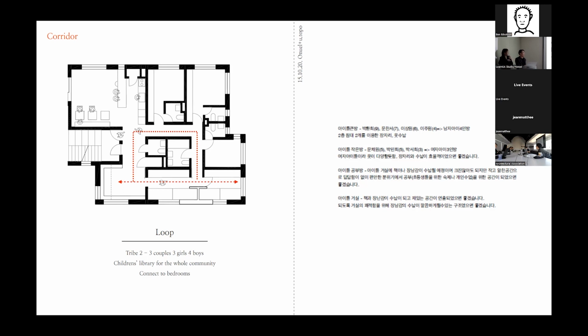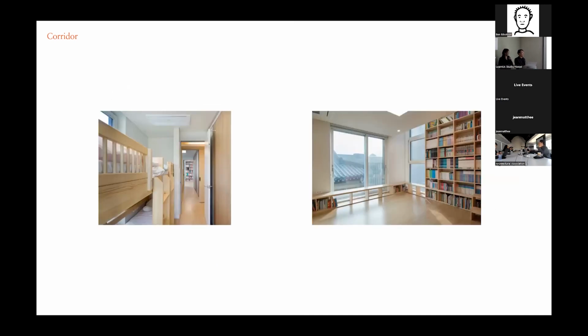But we couldn't really do it because if you close the door, it's a dead end for this children's room. So after the discussion with the community, we decided to open the door during day and make a circulation around the core. And during evening, they can close it. So by this way, we achieve the full circulation without any dead end. So this is the photo of the children's library and also the corridor.